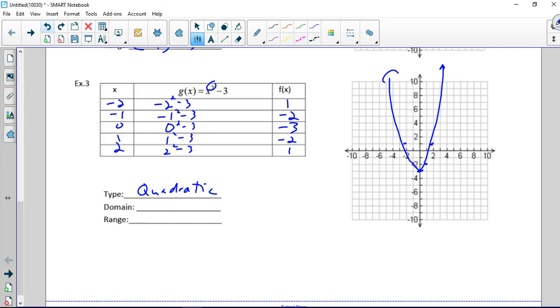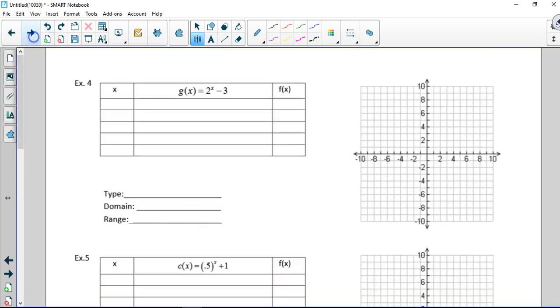So what's my domain? Again, it's going to keep going left and right forever. My range, how low does it go? Well, it starts at -3, so I use a bracket and parentheses for the infinity. Okay? Now I have 2 to the x. That's exponential.